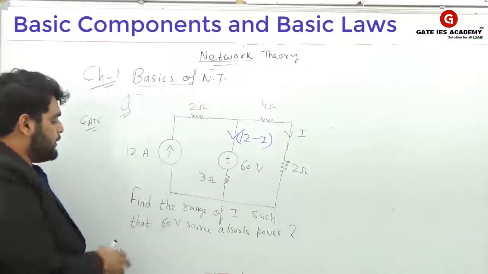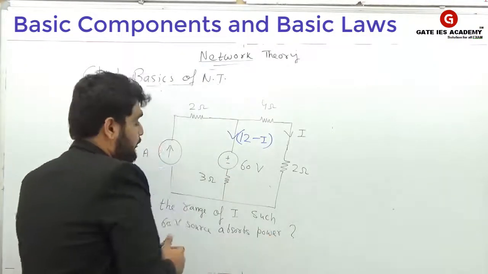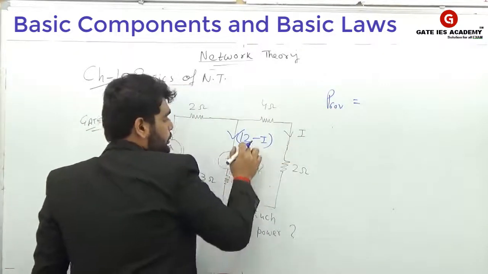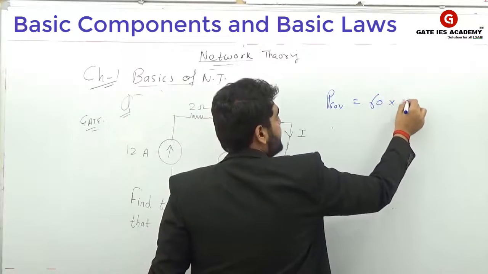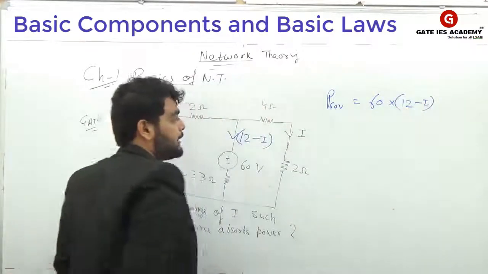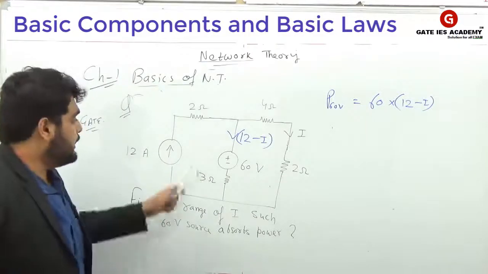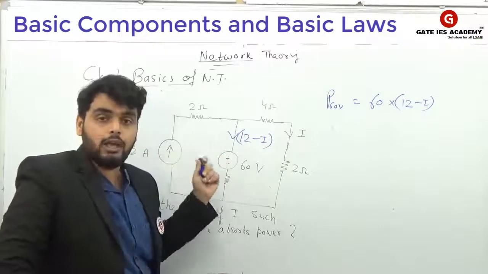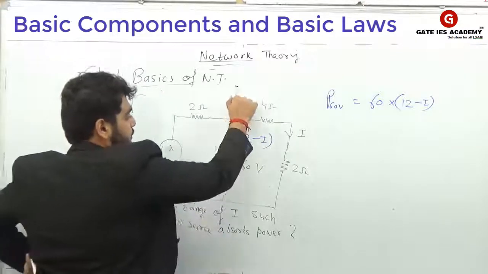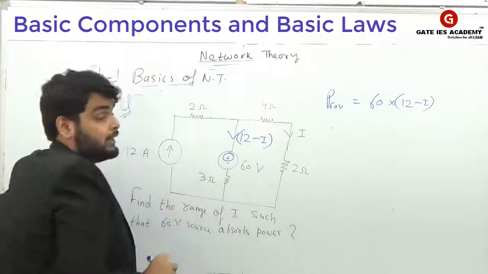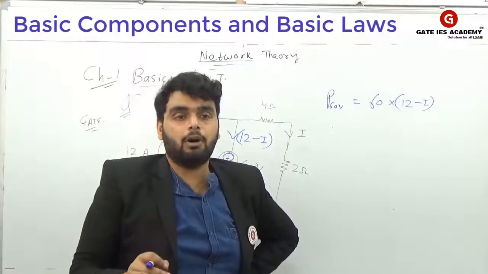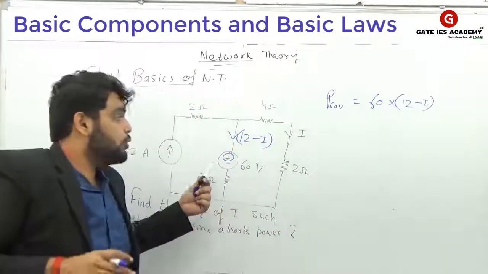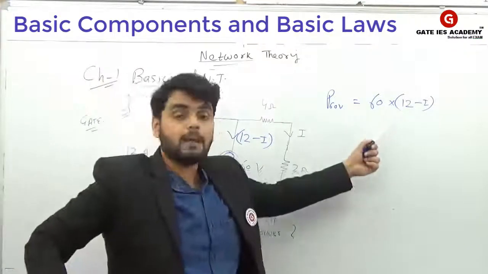Okay. Now the 60 volt source absorbs power. So first of all, see the power across 60 volt. How much is it? It is equal to voltage multiplied by current, 60 multiplied by 12 minus I. Correct? Now in this question they are saying it always absorbs power. Now see what is actually happening in the question. Current is entering at the positive terminal, and if current enters at the positive terminal, it means power is absorbing. So actually in the question power is absorbing. This is actually the absorbed power.